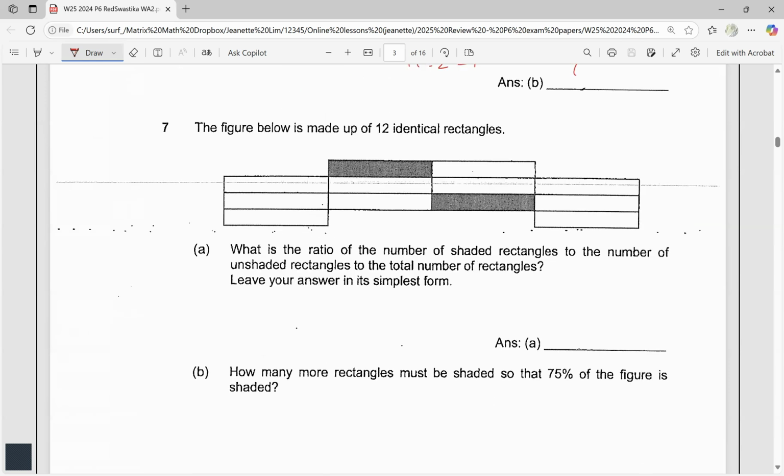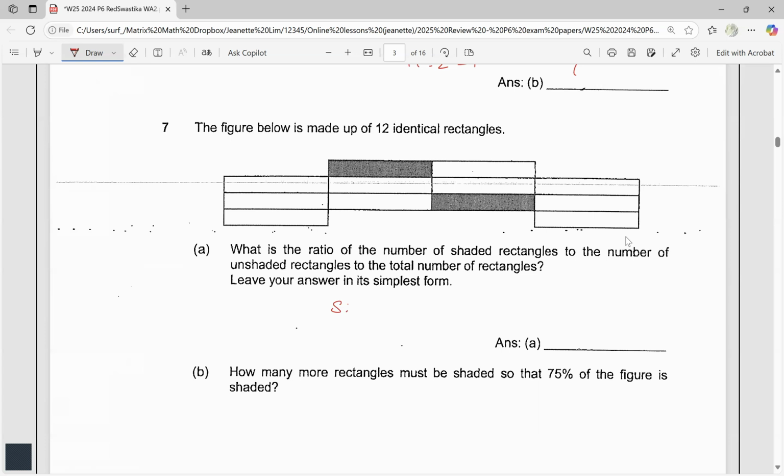Question 7, the figure below is made up of 12 identical rectangles. What is the ratio of the shaded to the unshaded rectangles to the total number of rectangles? Leave your answer in the simplest form. If you read the question carefully, there are actually three numbers that you need: the shaded, unshaded, and the total. The shaded is 2. Total is 12, right? So the unshaded would be 10.